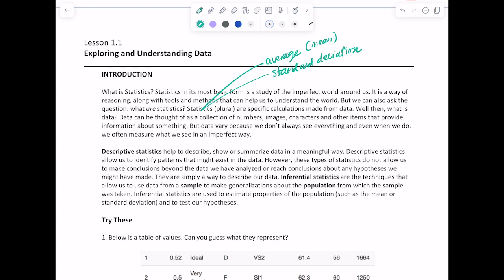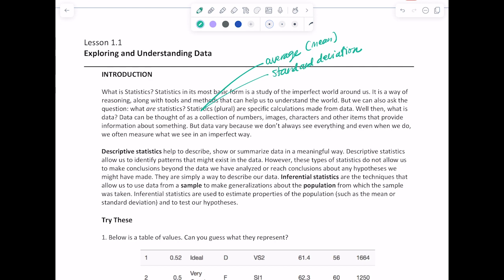as well as another measure of spread in addition to the standard deviation, which could be range, which is something that you're probably familiar with. Okay, when we say data, it's thought of as a collection of numbers, images, characters, and other items that provide information about something.